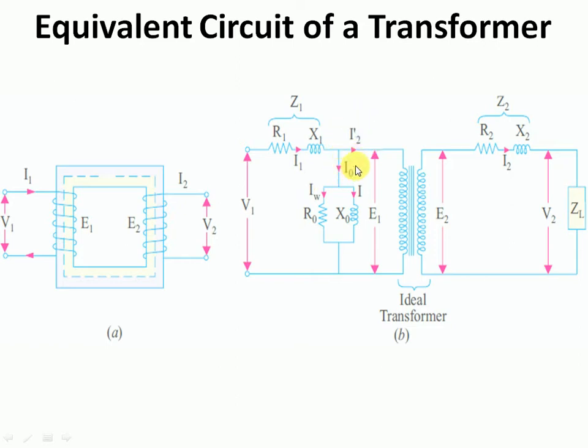If I0 were negligible and if we haven't taken this into consideration, then definitely the value of I1 and I2 dash would have been same. But if you are taking this I0 into consideration, then definitely the value of I1 will be the vector sum of I0 and I2 dash.